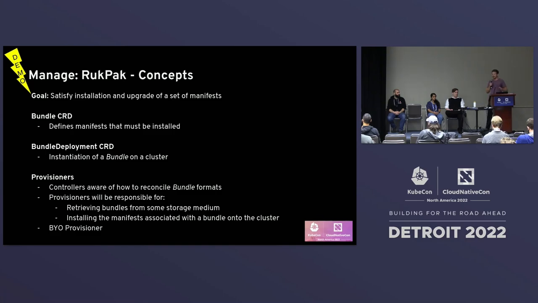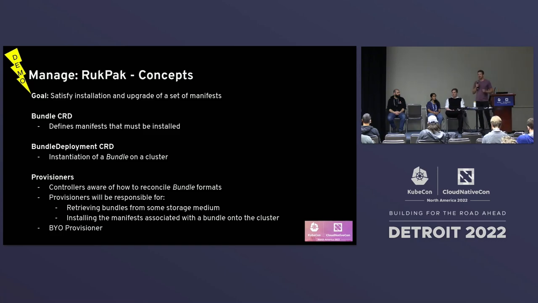So a bundle points to a set of manifests that you want to install. Now, the second CRD is called the bundle deployment CRD. A bundle deployment effectively points to a bundle, which again specifies a set of manifests that you want to install on the cluster. So if you point the bundle deployment at a bundle, it's going to install the stuff. Okay? Perfect.